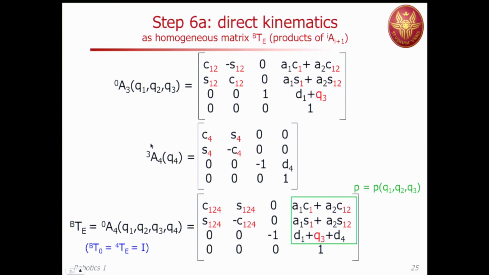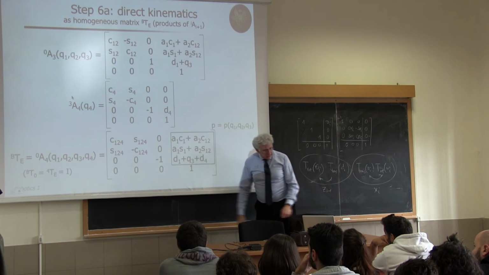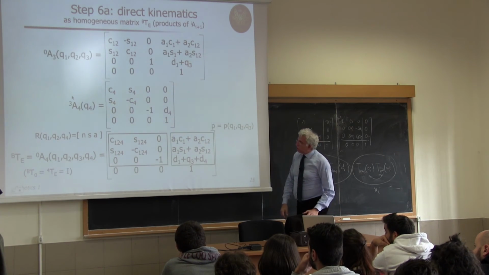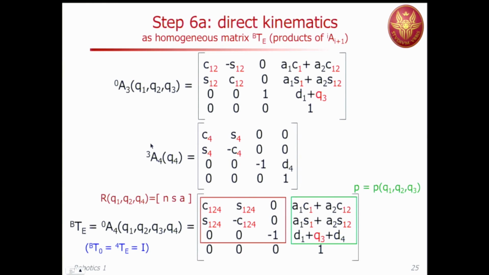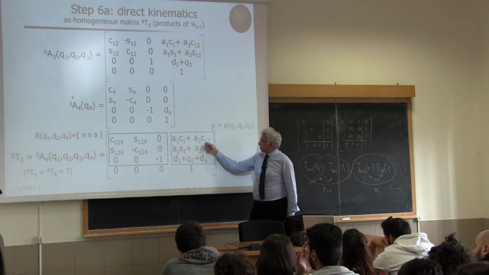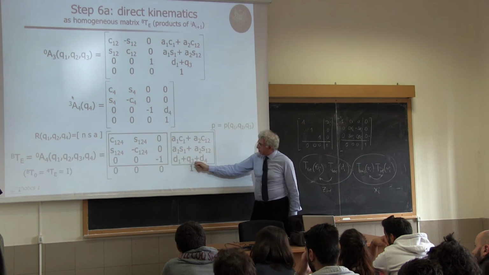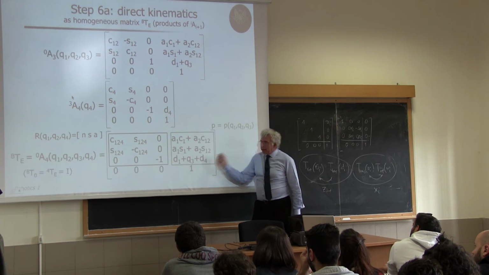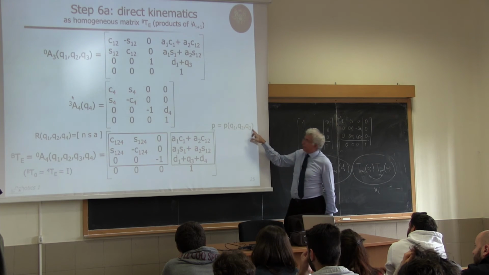And here I recognize the position of the origin of frame 4 or frame E, in that case, expressed in frame 0. And here I recognize also a rotation matrix, with the n, s, and a axes of this rotation matrix as a function of the variables. And pay attention, while here you see Q1 is here, Q2 is here, this is cosine of Q1 plus Q2, Q3 is here, you don't have Q4 here. In this, you don't have Q4. Why is that?